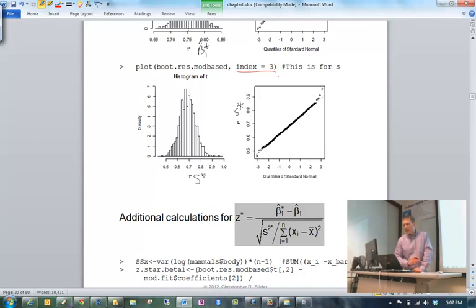And we also have the plot for S star, the square root of MSE. Note that this does not have a normal distribution. It shouldn't, or does not necessarily have a normal distribution, because it's basically a variance estimate. But as we can see, normality seems to be a decent approximation here.